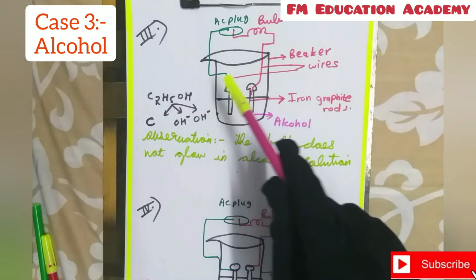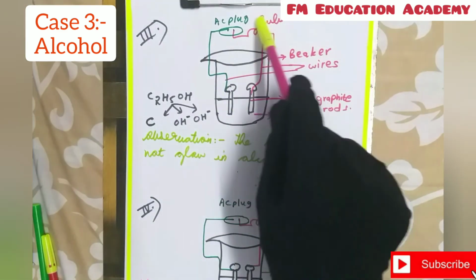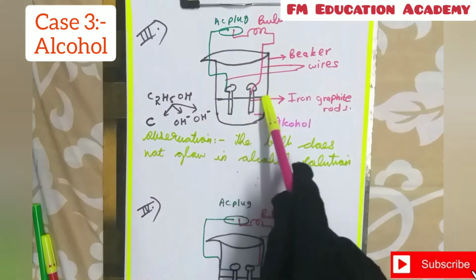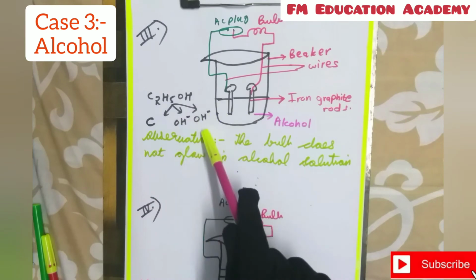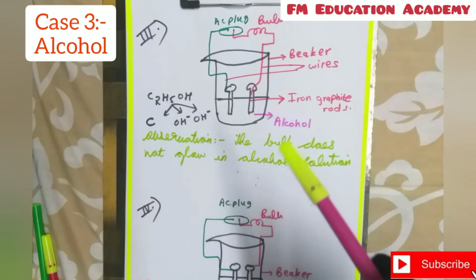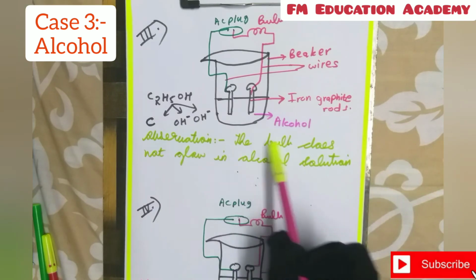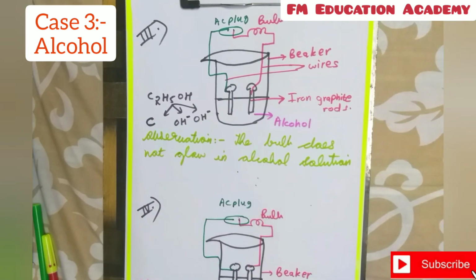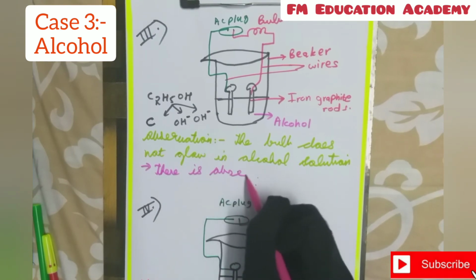As there is no movement of OH minus ions in this beaker, we can say that the bulb does not glow. That is, when we switch on the supply, the ions are fixed at one place only. So in absence of H plus ions, there is no movement, there is no production of electricity. So here the bulb does not glow in alcohol solution. And we can also say that there are no H plus ions in the solution.